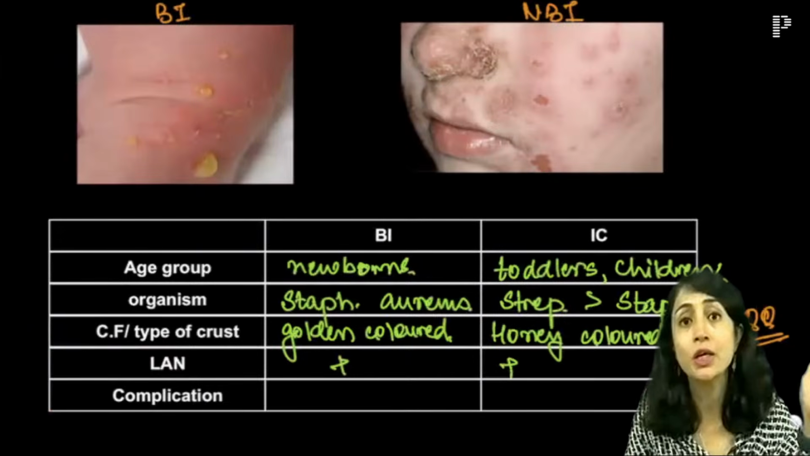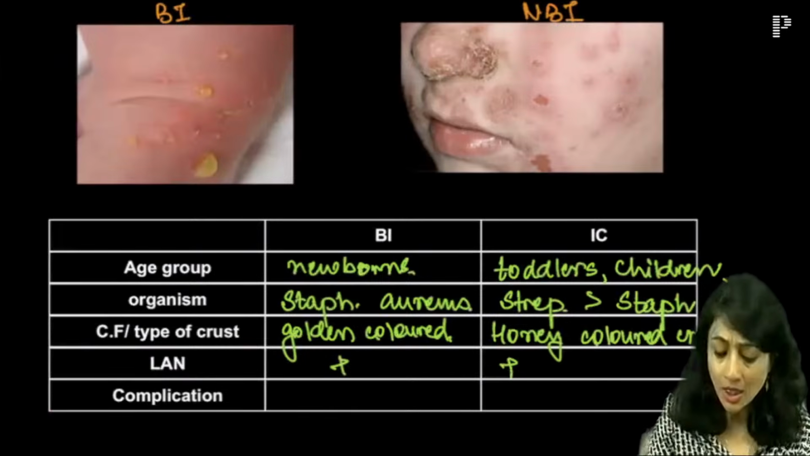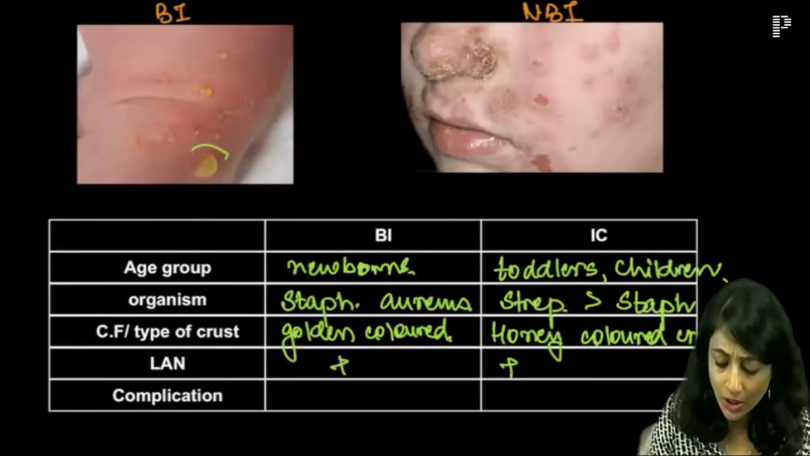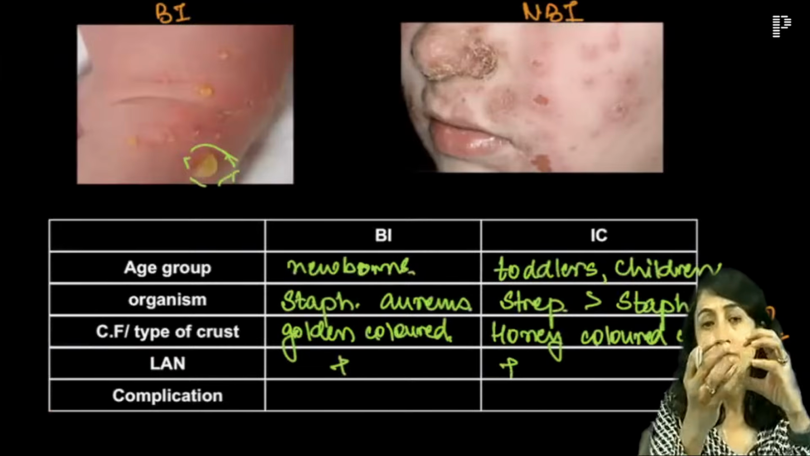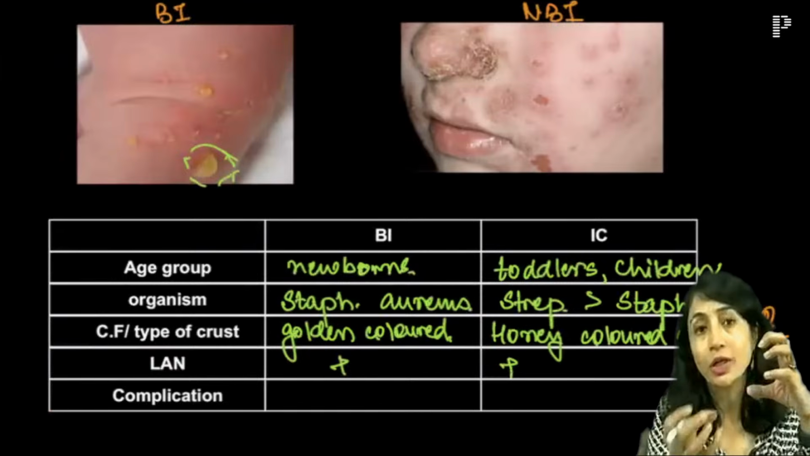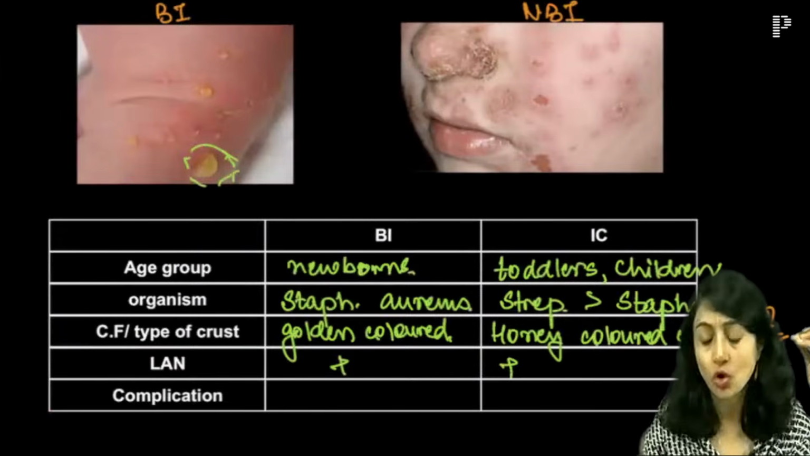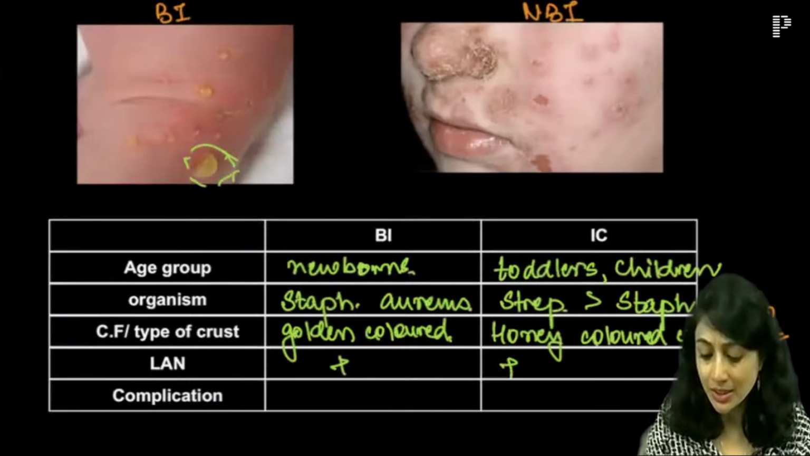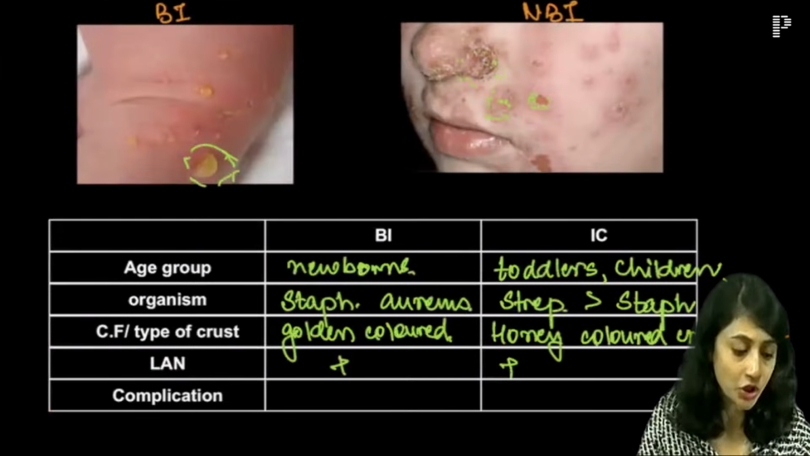So broadly speaking, bullous impetigo you see in newborns as bullae, as golden colored crust. And also very importantly, do you see this bulla? It looks like a hypopyon or a half moon, where the fluid gets accumulated on the lower end of the bulla because of gravity. Whereas non-bullous impetigo presents in toddlers on the face as these honey-colored crust. And this honey-colored crust has a tendency to spread, and that's why it is called impetigo contagiosum.